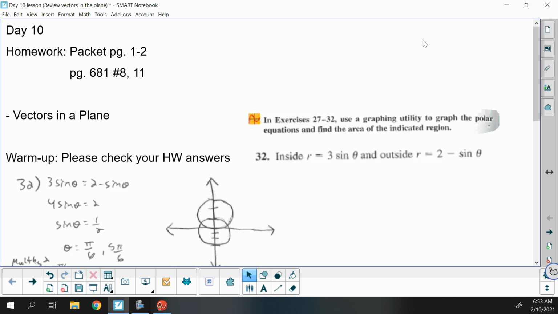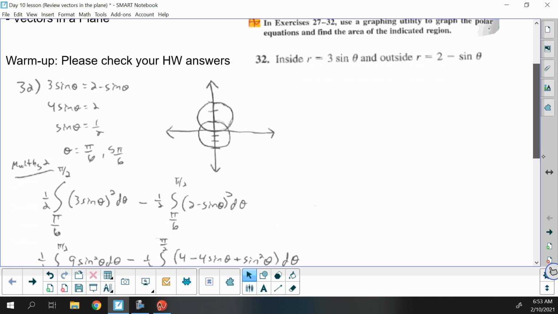All right, so we're on day 10. You got homework in the packet, page 1 to 2. If there's not space there, do it on a separate sheet of paper, and then you got a couple from the textbook. So first ones on the homework were some area between polar curves.